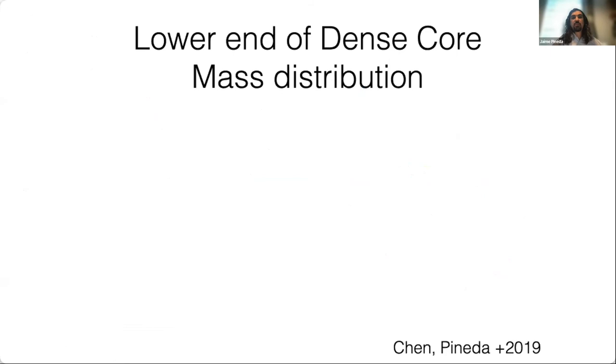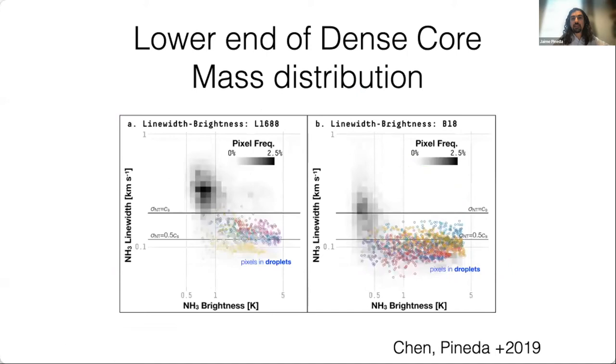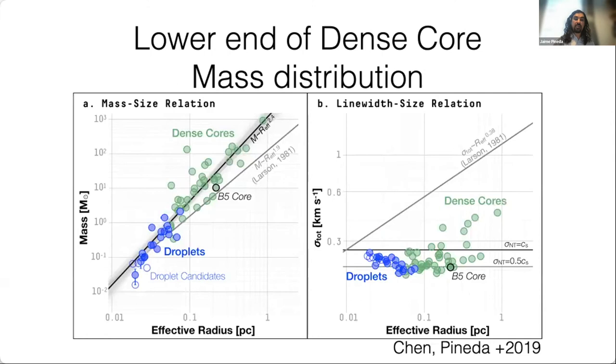So in this case, the student Hope Chen was looking at the Ophiuchus data, and he started to do detailed work, picking out all the little objects that looked like they had subsonic line width. So he did a plot of the velocity dispersion as a function of brightness and selected everything that was subsonic and coherent in space. And those objects, he called them droplets, basically. The original project was to find the smallest cores that we could find in this region. And he found that you can separate cores and droplets into two families, saying that dense cores are going to be shown here in green and droplets are going to be shown in blue.